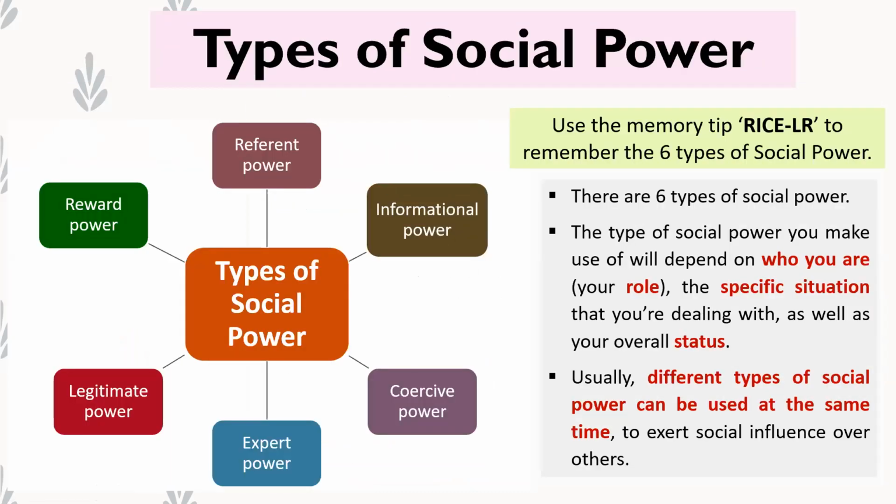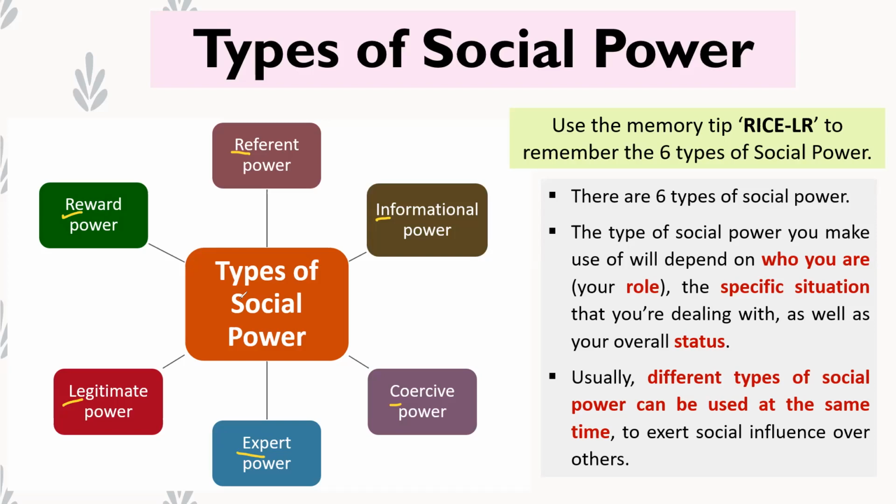Okay, now we're looking at the types of power. So we have to remember that social power is any type of power or control or influence that a person has in a social situation or in a social interaction. So we've got 6 different types of power that we need to learn. You can use the memory tip RICE LR. I know it's a bit of a weird memory tip, but just remember RICE and then an LR. I don't know. You can make a better memory tip, I suppose.